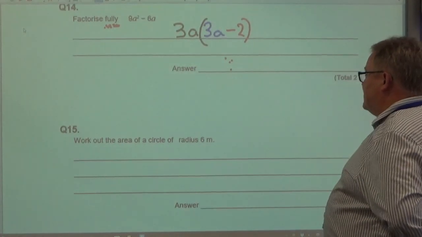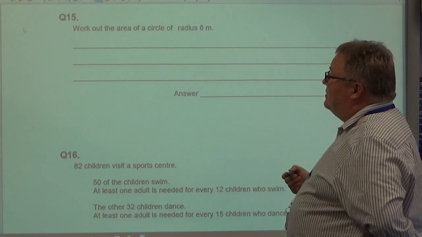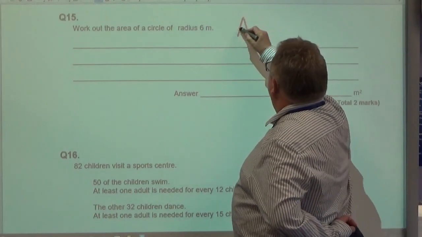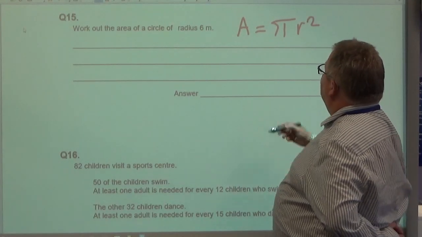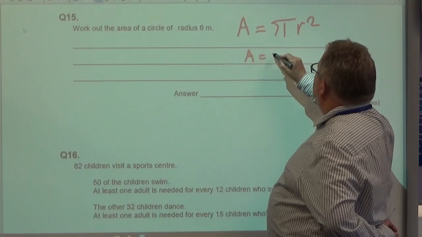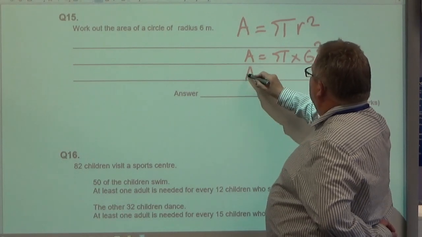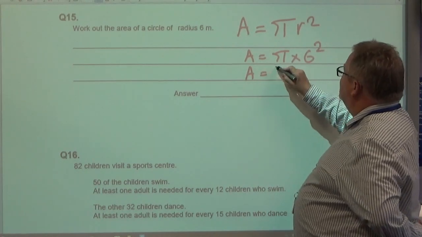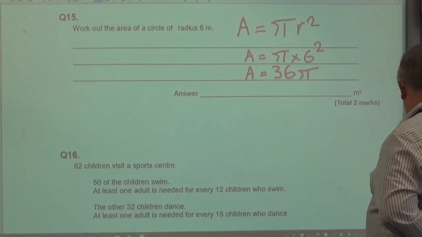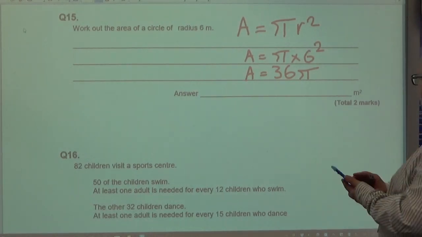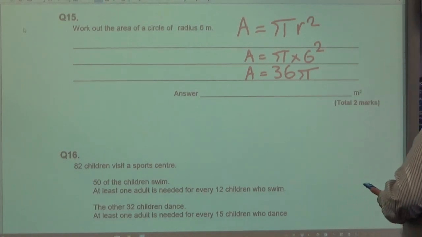Okay, so next bit we've got fairly straightforward again, but you need to know this, so work out the area of a circle. So the area of a circle equals pi r squared. We've been given the radius, so that's 6. So A equals pi times 6 squared. 6 squared is 36, so we could say that's 36 pi. It doesn't say give it in terms of pi, so it may well take both answers.